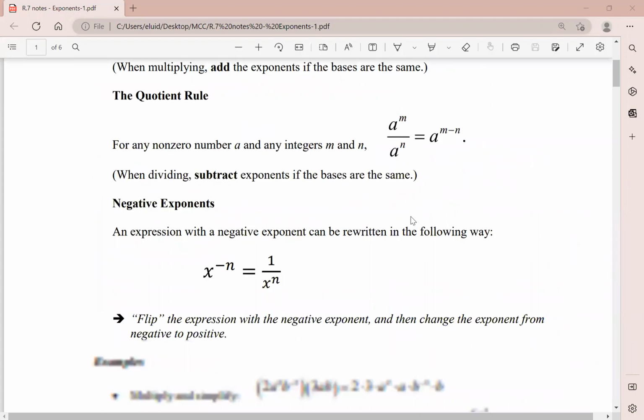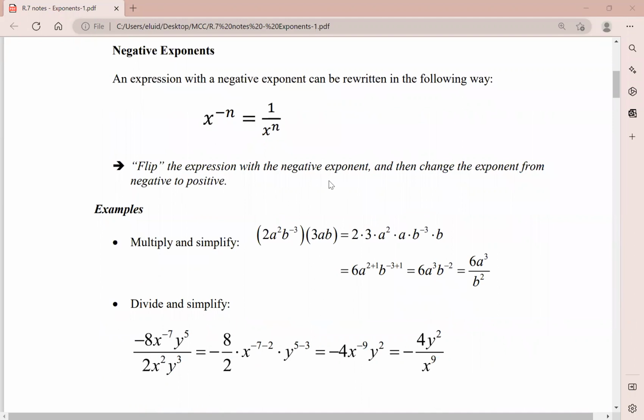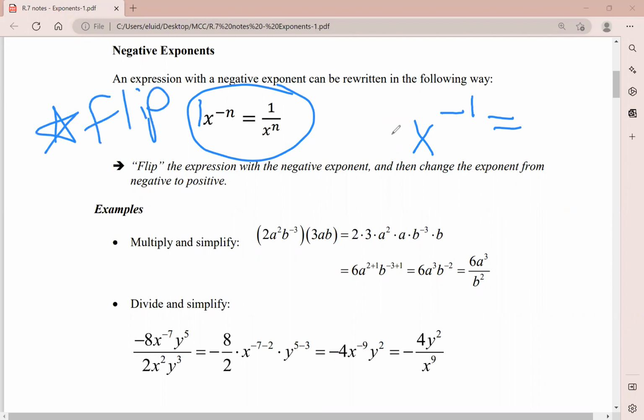Here's our official formula with negative exponents. So an expression with a negative exponent can be rewritten. If you have x to the -n, we can rewrite that as 1 over x to the positive n. So I want you to keep a couple of things in mind. First of all, of course, we're rewriting the negative exponent as positive, and then you're kind of flipping the expression. That's not really a technical term, but here, let's see. So I'm going to just write those things down. So flip, and then change to positive.